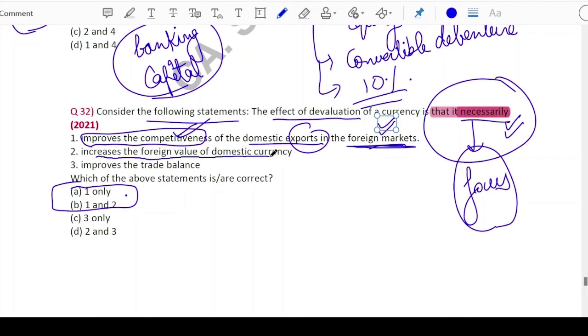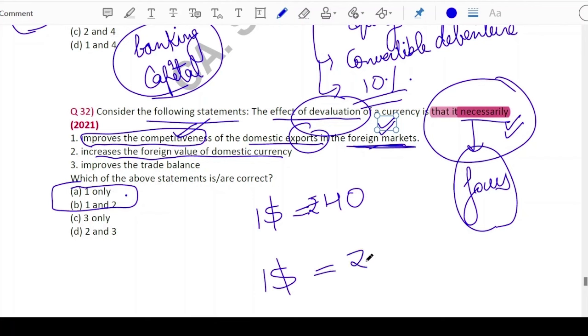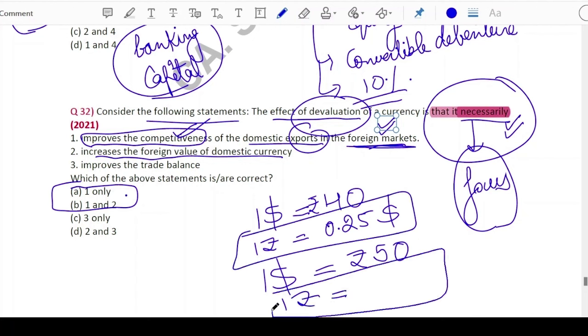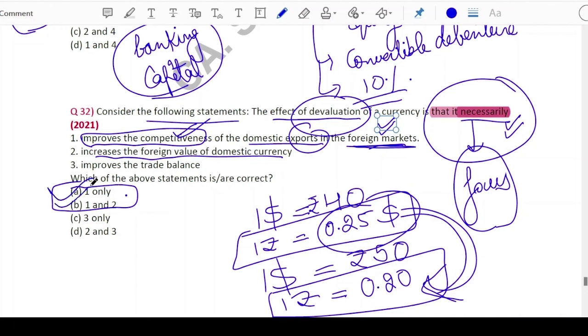Let's read second statement. Increases the foreign value of the domestic currency. If we say devaluation, it means pehle agar dollar ki value rupees 40 thi aur wahi dollar ki value agar 50 rupees ho gayi hai, yahan pe rupee ki value kitni aayegi? Aur agar 50 rupees hai to rupee ki value kitni hogi? Increase hogi ya decrease? Here you can see it is decreasing. So answer is A.